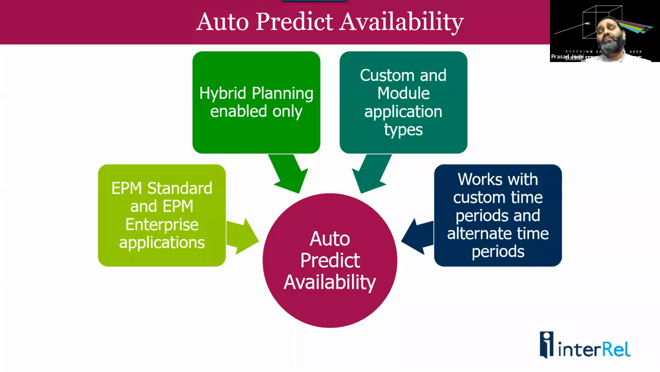There is typically a process to convert your BSO applications into hybrid. You will need to create an SR with Oracle, and then they will help you with the steps and guide you through the instructions. It usually takes a few days to a week to complete that process, so keep the timeline in mind. You could run AutoPredict on custom plan types or your frameworks, or modules as they are called now. It works with the standard time periods, or if we have alternate time periods, it could work with that as well.